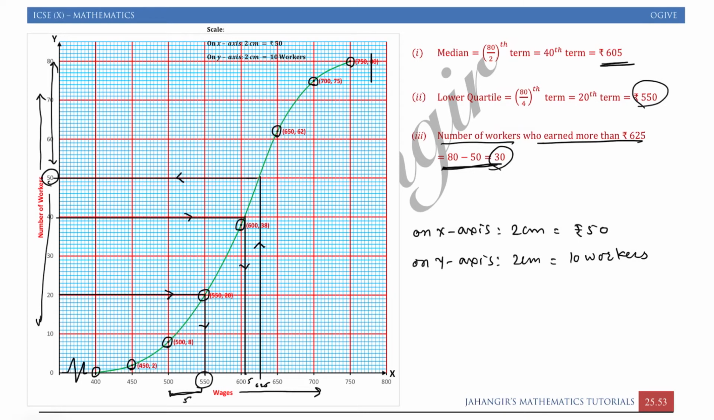Hope it's very simple. Now everything is clear how to take out the readings. What readings may you have to just check if it is rupees 625, where 625 we had marked on the x-axis. So from x-axis we will take. Median, lower quartile, upper quartile is always taken from the y-axis.